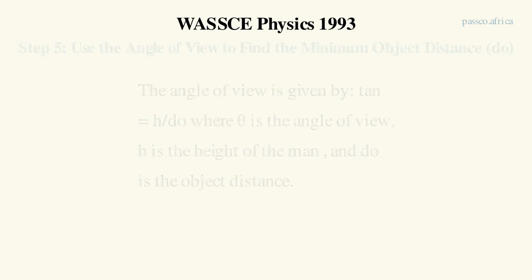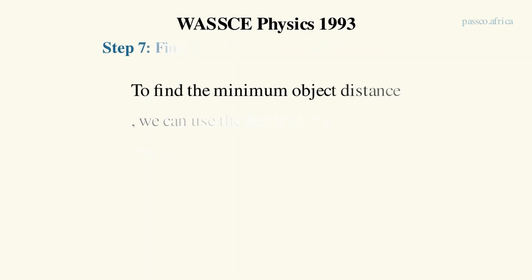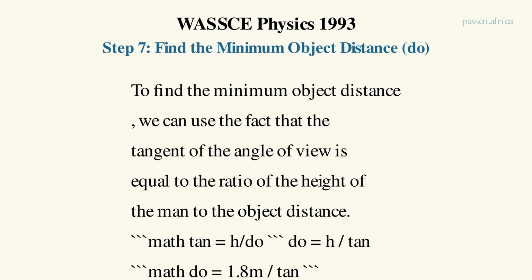Since the angle of view is the same for both the object and the image, we can use the fact that the tangent of the angle of view is equal to the ratio of the height of the man to the object distance. Math: tan θ equals h/do. Step 7. Find the minimum object distance. To find the minimum object distance, we can use the fact that the tangent of the angle of view is equal to the ratio of the height of the man to the object distance. Math: tan θ equals h/do, do equals h/tan θ, do equals 1.8 m/tan θ.